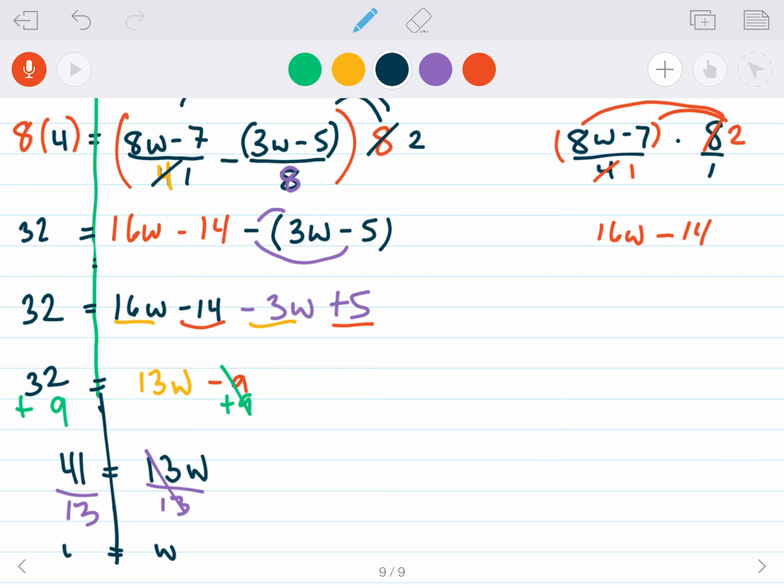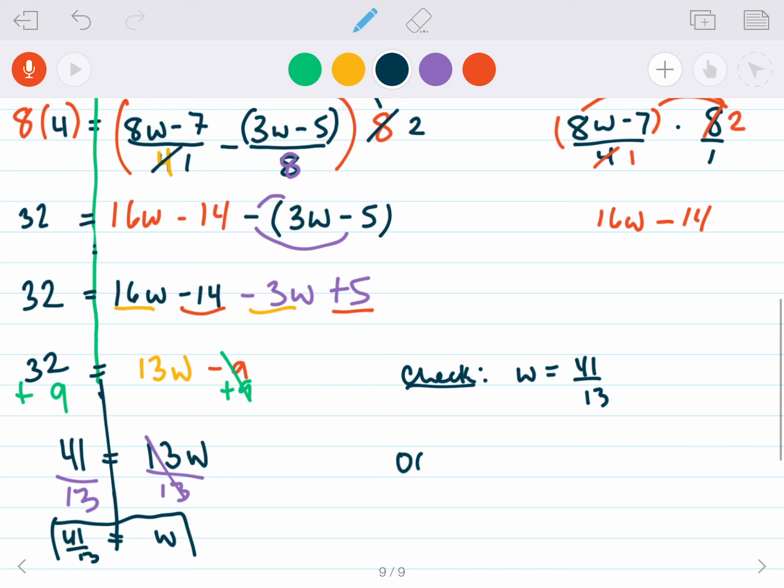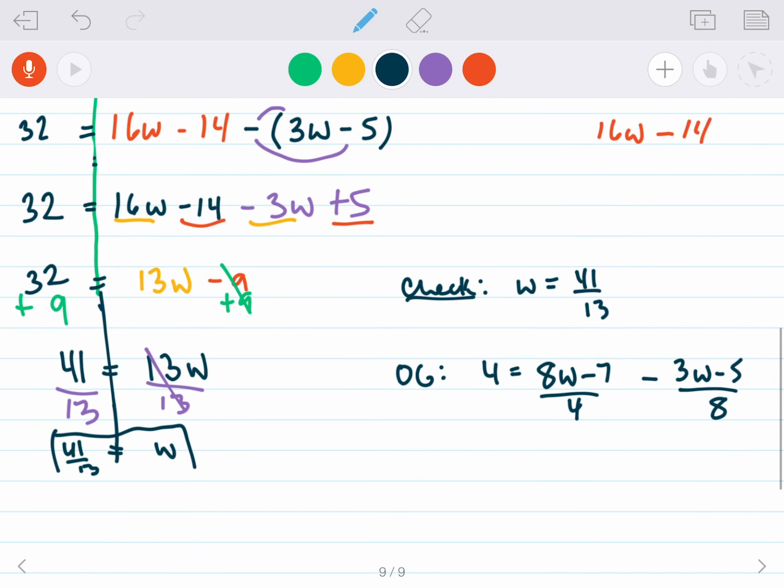To get W equals 41 over 13, which can't be simplified. Now I'm going to check this one, because there were a lot of little nuances that we had, so we want to make sure that we did it right. So I'm going to check, does W really equal 41 over 13? To do that, I go to my original equation, which was 4 equals (8W minus 7) over 4 minus (3W minus 5) over 8. I'm just going to plug in 41 over 13 for W.